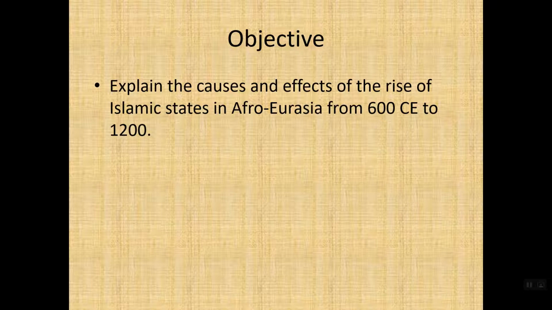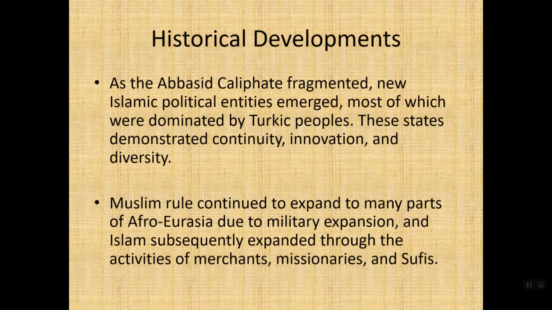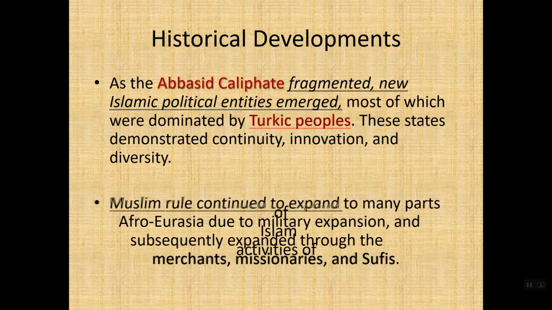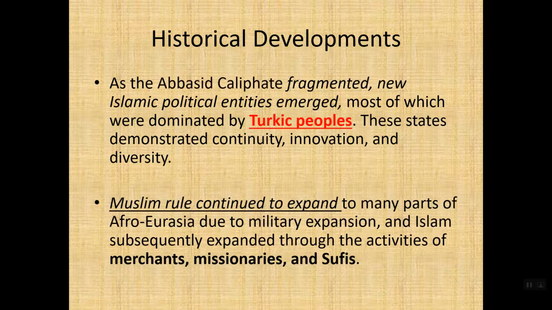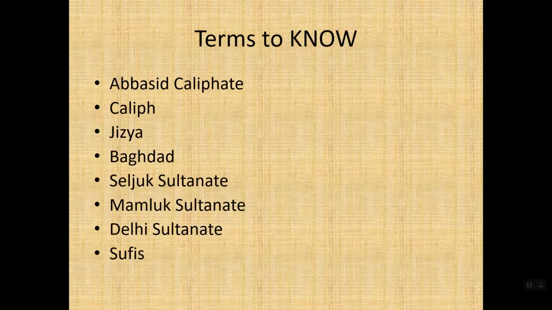So it's a whole different culture, a whole different ethnic group than the Arabs, a whole different group than the Persians. So again, historical development, fragmentation of the Abbasid Caliphate, and the spread of Islam. Now the words we're going to focus on are the Seljuk Sultanate, the Mamluk Sultanate, the Delhi Sultanate. Sufis will be on the next one.